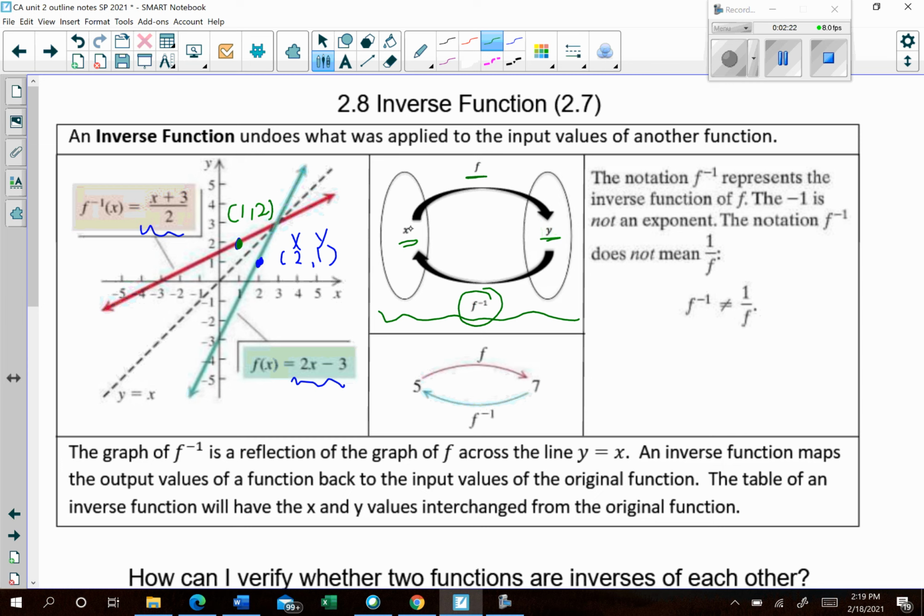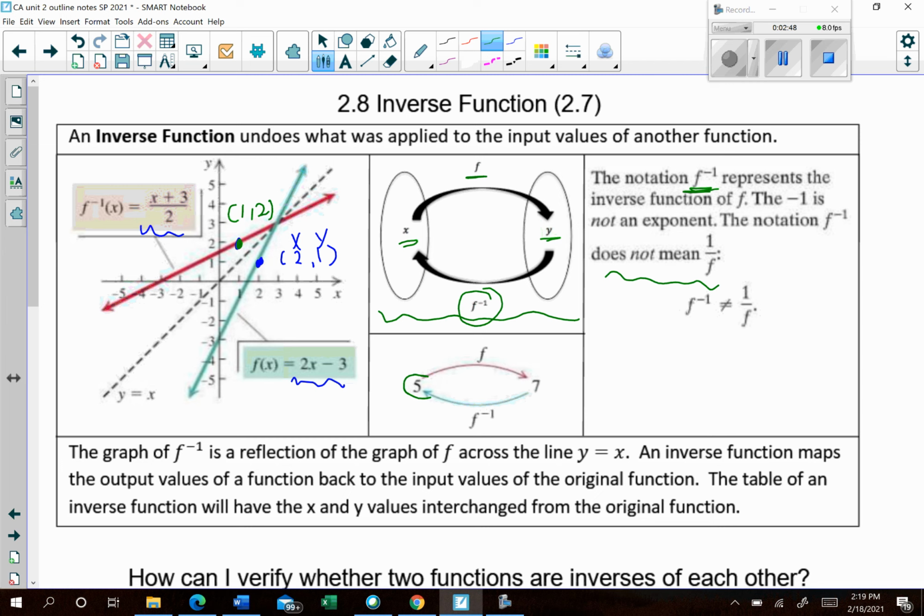Just real quick, look right here at the function notation. The notation is f inverse. It's not an exponent. It's just a notation that means the inverse function of f. It does not mean to take the reciprocal. You don't want to do that. It's just a notation.